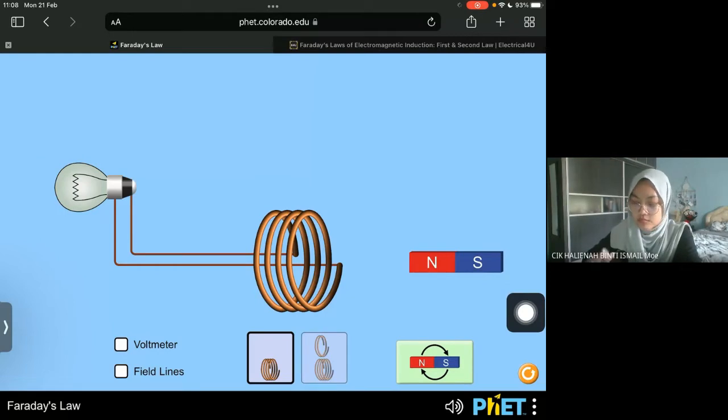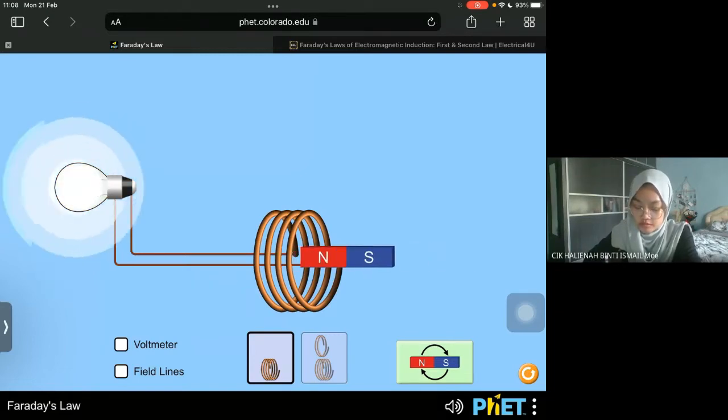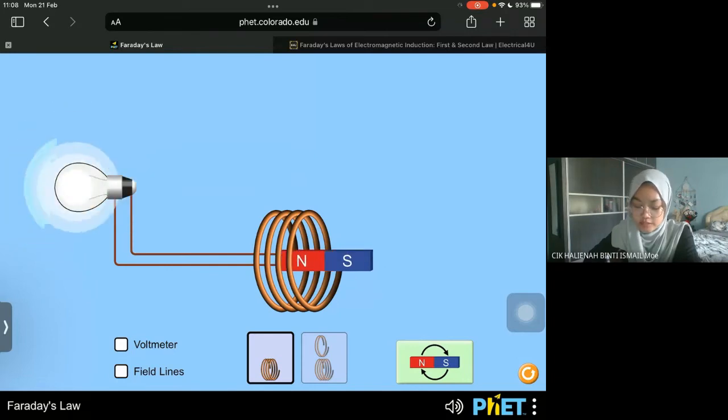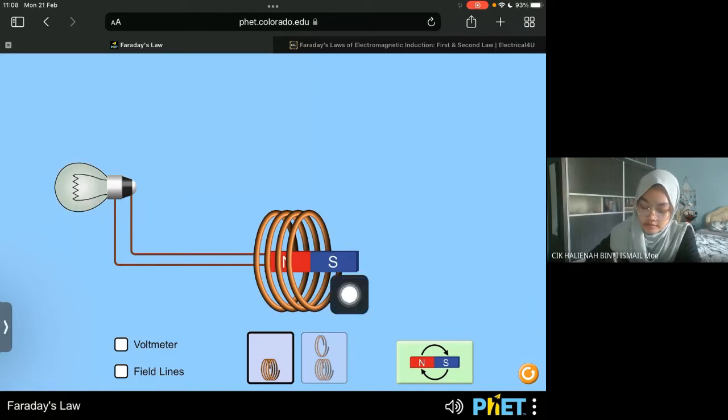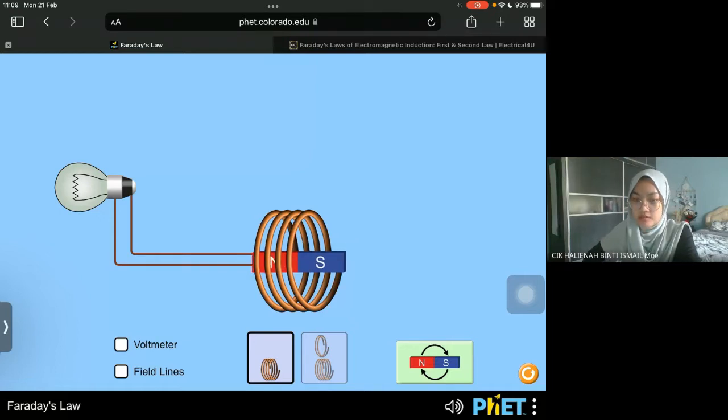And then the scientists try to move this magnet near to the coil. So dia discover lah, or dia dapat dia notice, oh, the bulb is now light up. Maksudnya apabila dia dekatkan magnet ni kepada coil, the current will flow throughout the circuit. That's why the bulb will light up. But as you can see here, if the magnet is inserted inside the coil tapi tiada pergerakan, dia letak je macam ni. So they discover there is no current.